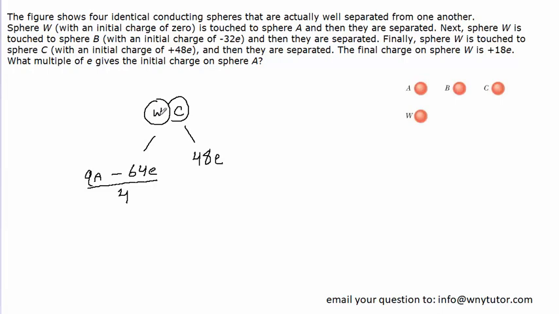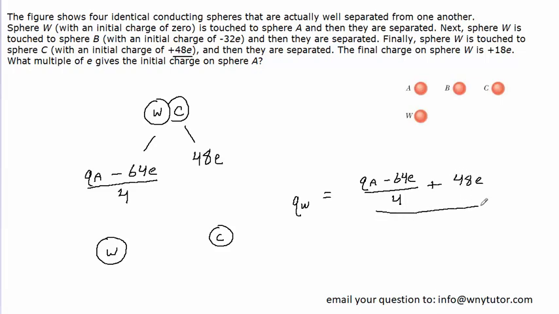Finally, we touch spheres W and C together. We then separate them, and we're going to come up with the final expression for the amount of charge on sphere W. We'll come over here and do so. So we'll sum the original charges. We've got the QA minus 64e all divided by 4, plus the original charge on sphere C, which was stated to be positive 48e. And then we divide this by 2.